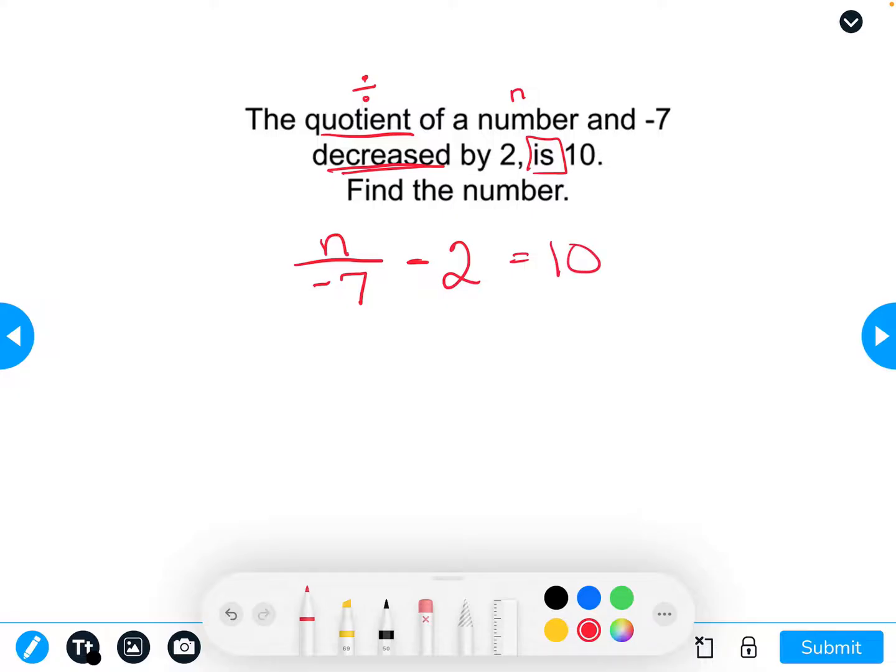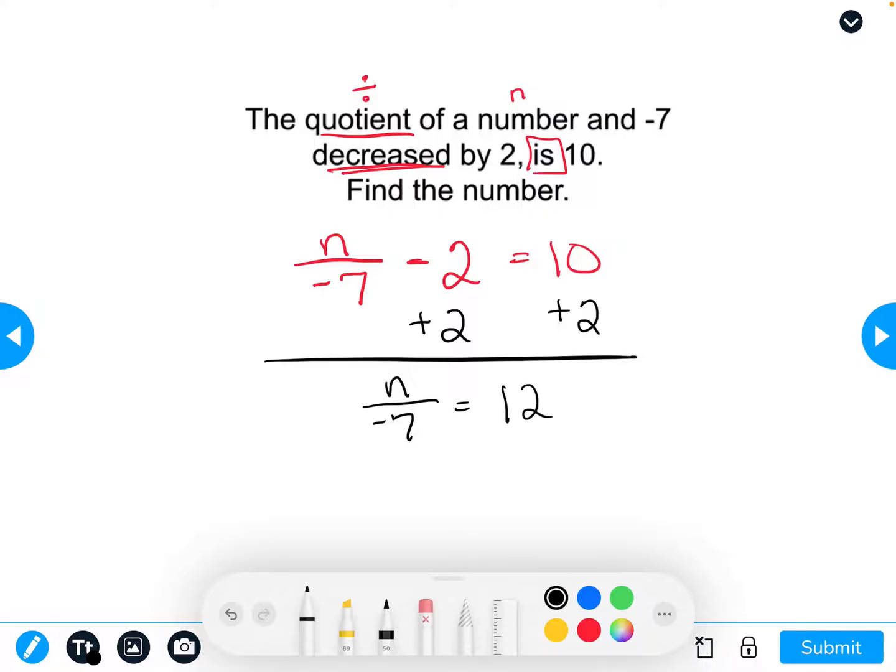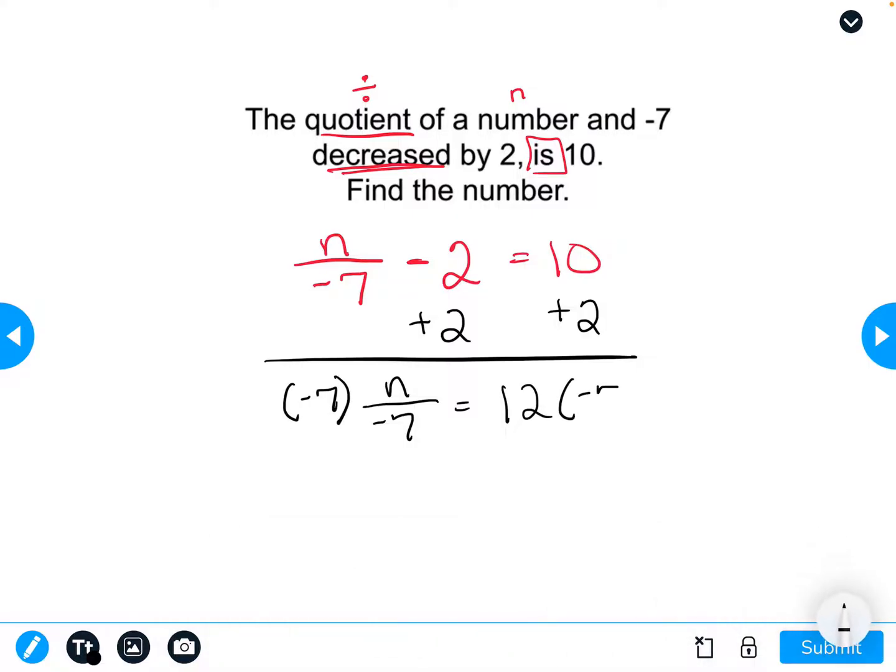Find the number. Okay, to solve this, I'm going to add 2 to both sides because I'm going to get rid of my constant first. That gives me n over negative 7 equals 12. I need to isolate that variable, it's division, so I'm going to multiply both sides by negative 7. Those cancel out. That gives me negative 84. And I can check to see if that's correct.